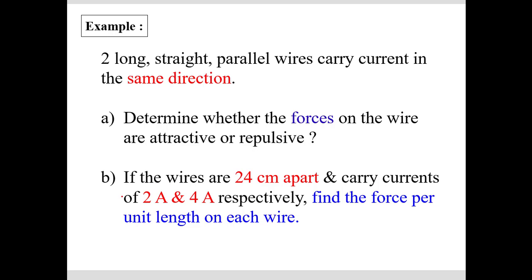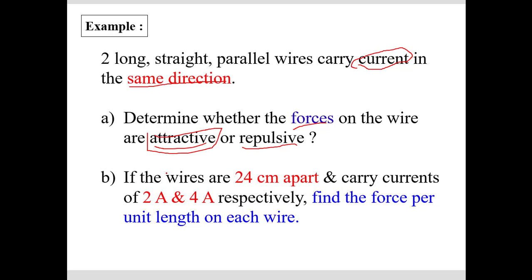Okay, we go one by one. For the first question, determine whether the forces on the wires are attractive or repulsive. So the key word here is the same direction. So we must identify the direction of current in both wires. Is it the same direction or opposite direction? So it's stated here that the currents are in the same direction. So as we learned before this, if the currents in both wires are in the same direction, that means both wires will attract each other. So the forces involved here are attractive force.